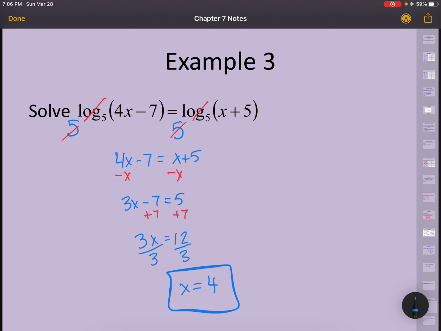So if you need to get rid of the logarithm really fast, raise it to the same base, and vice versa. If you have that exponent, or not exponent, but base, sorry, that you need to get rid of, raise it to the same corresponding logarithm.